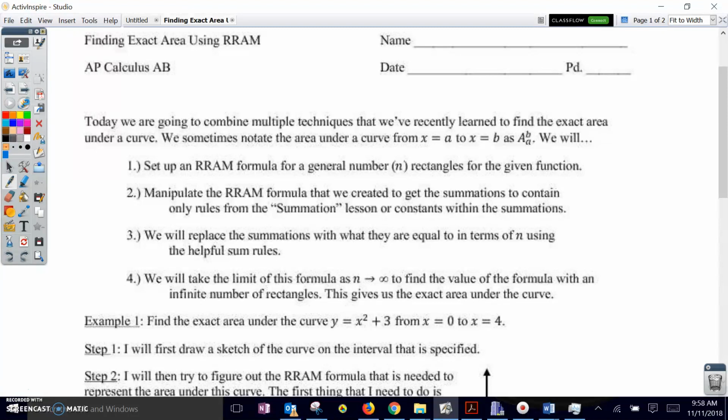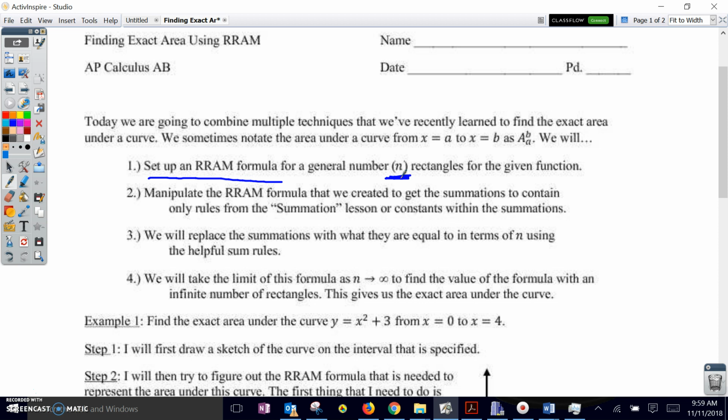So the first thing we're going to do is set up an RRAM formula for some general number n of rectangles. Then we're going to manipulate that formula to turn it into summations, where we've got sums that we can convert using our helpful sum rules. After all that conversion, we're going to take the limit of this formula as n goes to infinity, and by letting the number of rectangles approach infinity, we're going to get the exact area under the curve.